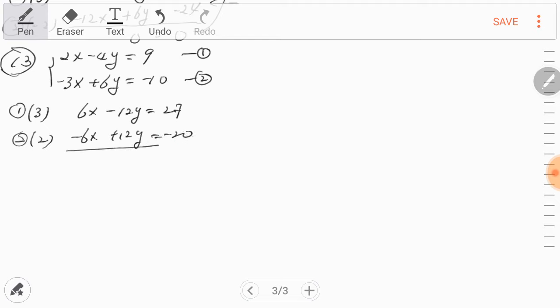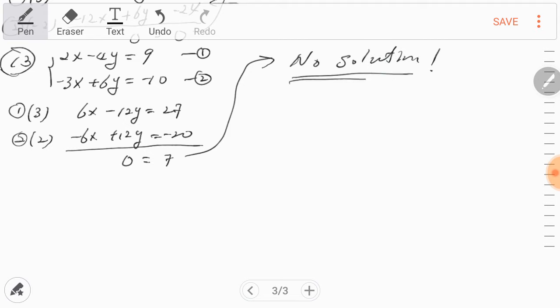Then in the sum, x cancels out, y cancels out, and 0 is equal to 7. This is false, right? False means what? There is no solution. Why is there no solution? Because the two lines are parallel, and parallel lines never cross each other, right? They never cross each other, so there's no solution. So make sure that if the result is false, then there is no solution. There's no intersection between the two lines.